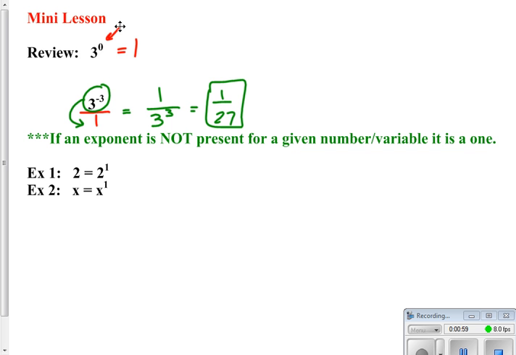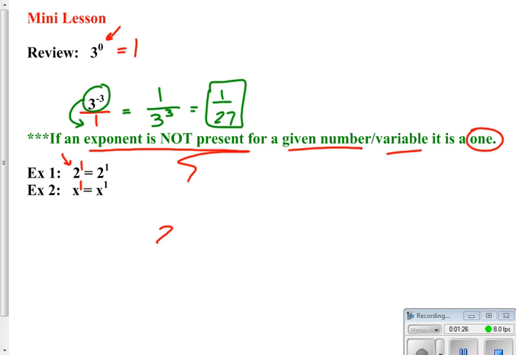Extra note here, just note that any time that an exponent is not present, you can give any number or variable an exponent, and that exponent is 1. So if you look at the example here, we have 2. 2 is really saying 2 to the first power. So when you come across a problem today, go ahead and give 2 that exponent. Or if you see the variable, go ahead and give that variable an exponent.